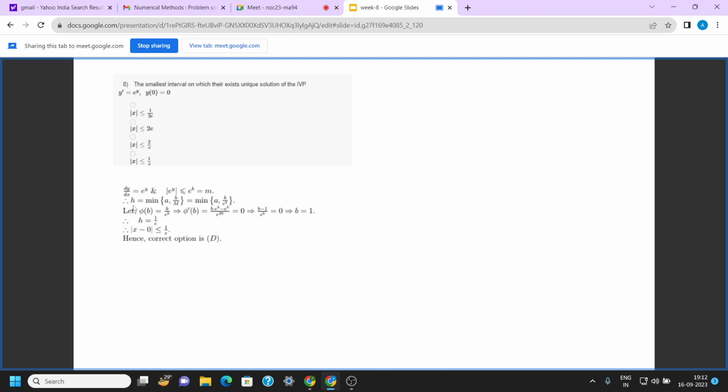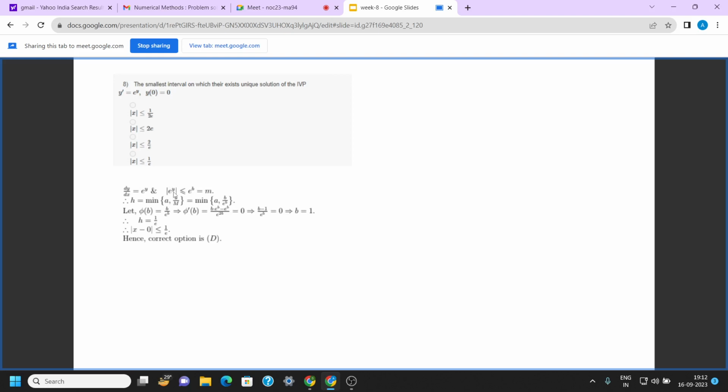So for calculating the smallest interval, you need to calculate first the value of h. For calculating h, you need the minimum of a comma b by m. Here a and b are the bounds of the rectangle, that is mod x less than or equal to a and mod y less than or equal to b. So those values you write over here, a and b. And what is m? M is the upper bound of the function f of x comma y. Here f of x comma y is e power y. Now you have to calculate its upper bound.